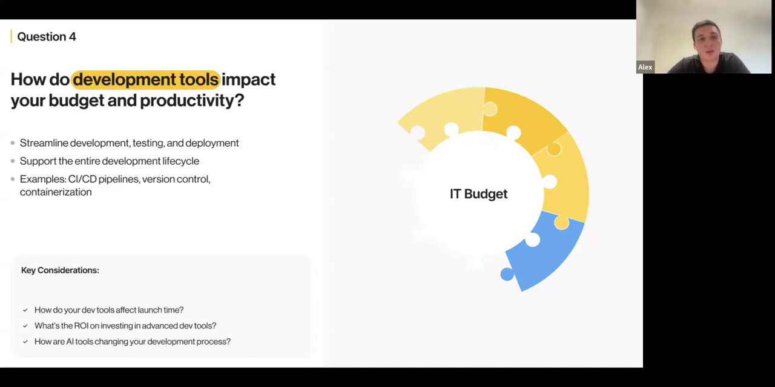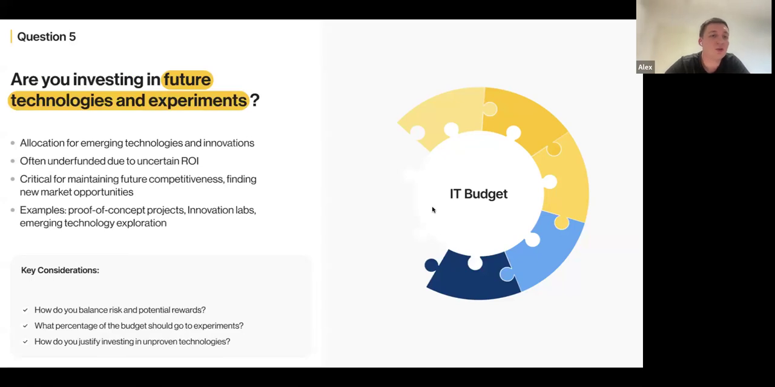Okay, we talked about current needs, but let's also consider the future. Are you investing in future technologies and experiments? We talked a little about AI, but there is a lot more around it. I already said previously that if a business is not going forward, it's going backward. I always ask this question: are we innovative enough? Are we considering new things that appear in the market and in the world? This point should always be in your budget, and this question should always be asked.